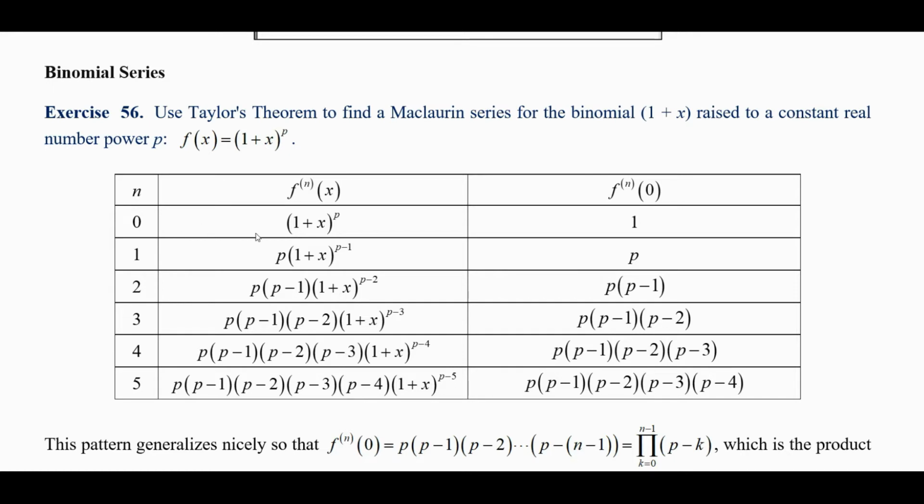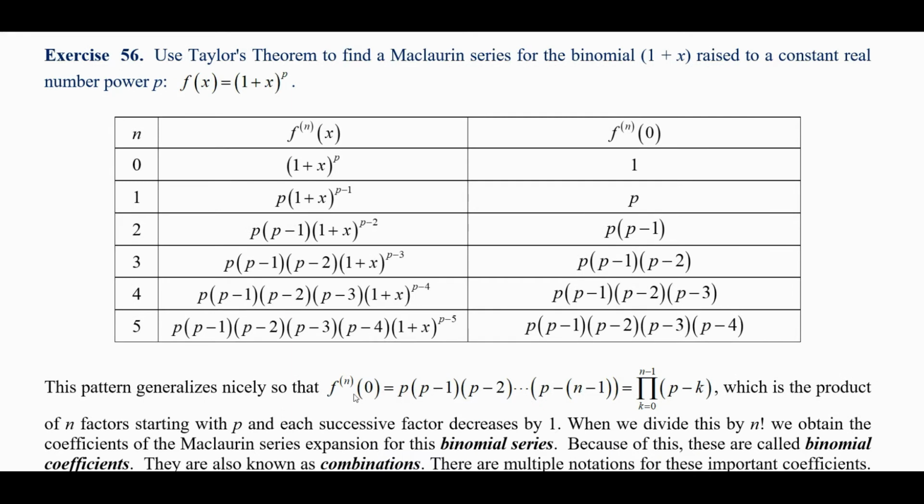So the zeroth derivative, or the function itself, is 1 plus x to the p. The first derivative then is p times 1 plus x to the p minus 1. Then another derivative, that's p times p minus 1 times 1 plus x to the p minus 2, and so forth. There's a nice little pattern there. Evaluating at 0, all of this 1 plus x to whatever power just becomes 1. And so we get 1, p, p times p minus 1, p times p minus 1 times p minus 2, p times p minus 1 times p minus 2 times p minus 3, and so forth.